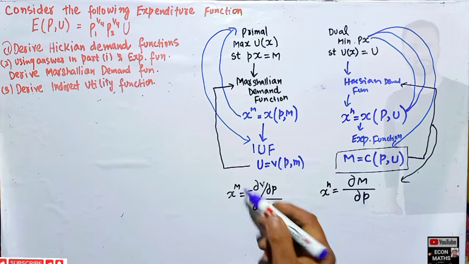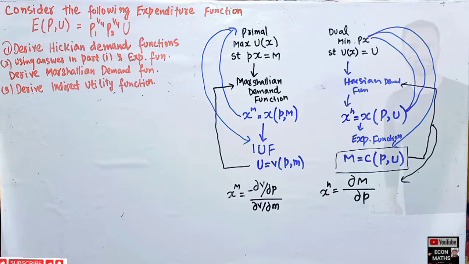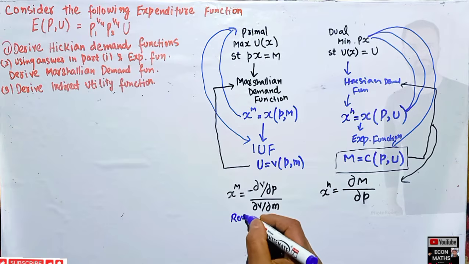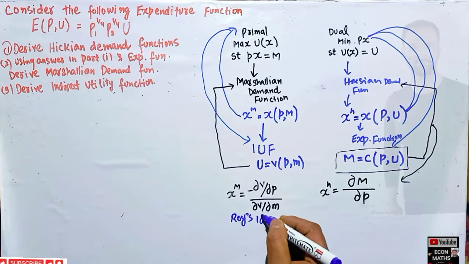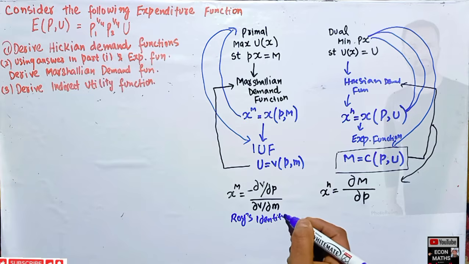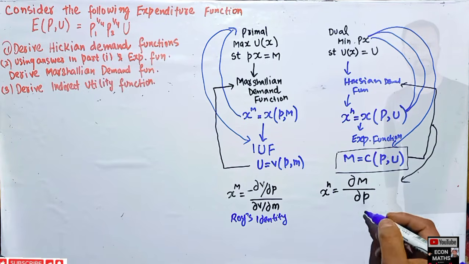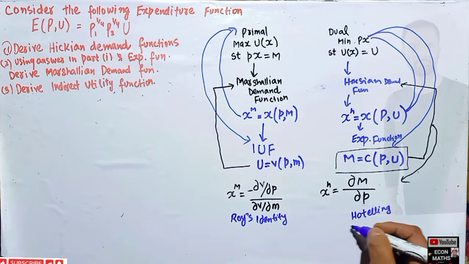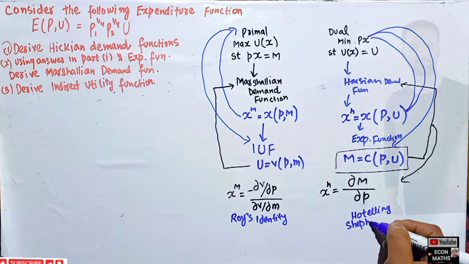So this very thing will give us the Marshallian demand function, and this will give us the Hicksian demand function. This is what we know as Roy's identity, and this is called Hotelling's lemma, or Shephard's lemma. Sorry for my spelling, it can be very disastrous sometimes.